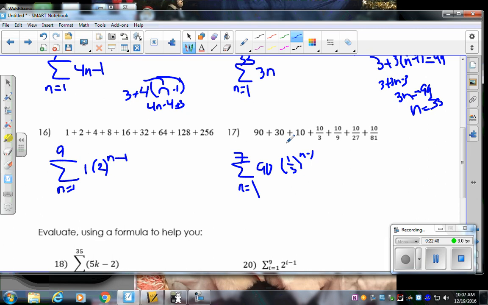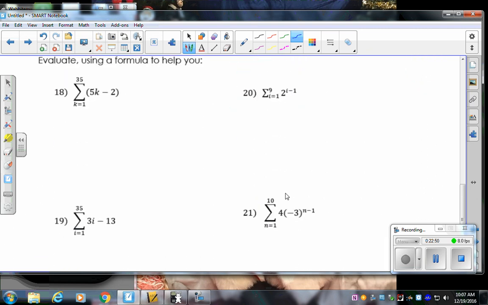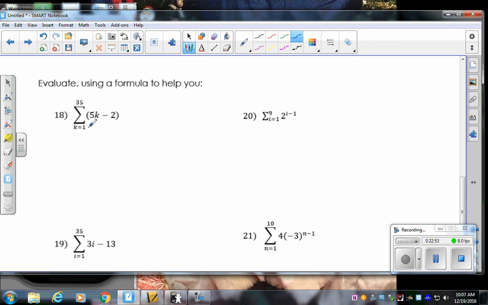Okay. All right, this next section I'm going to leave for you to practice on your own. Okay, all it's doing is evaluating. So you got to decide first if it's arithmetic or geometric and then evaluate. If it's arithmetic, you use your arithmetic sum formulas. If it's geometric, you use your finite geometric sum formula.